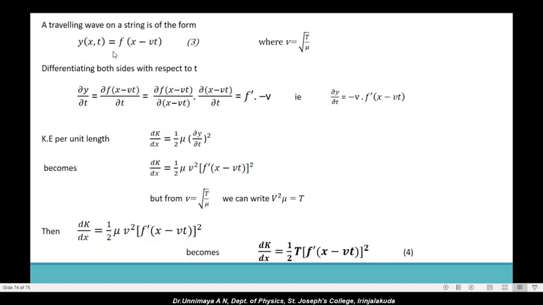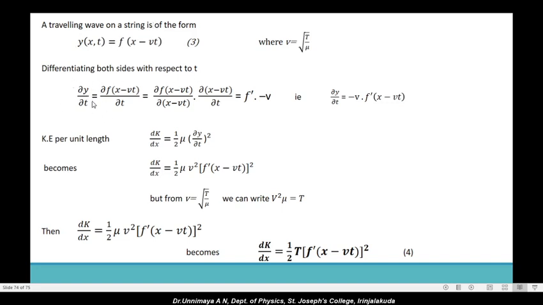Now consider, we have already said that we have a sinusoidal wave on the stretched string. So we know the expression for a traveling wave on a string. That is, the form of the traveling wave is y(x, t) is equal to f of (x minus vt), where v is equal to root of T by mu, where T is the tension acting on the string and mu is mass per unit length. Now differentiate this expression of the traveling wave with respect to t.